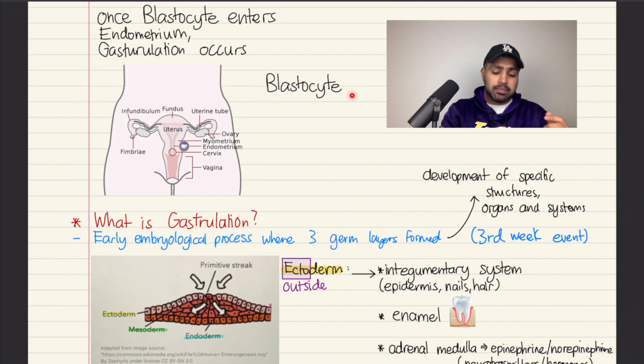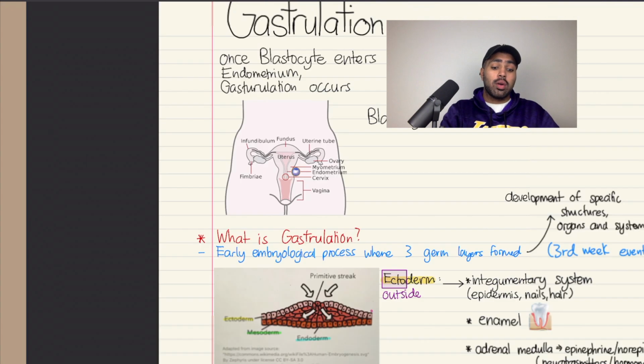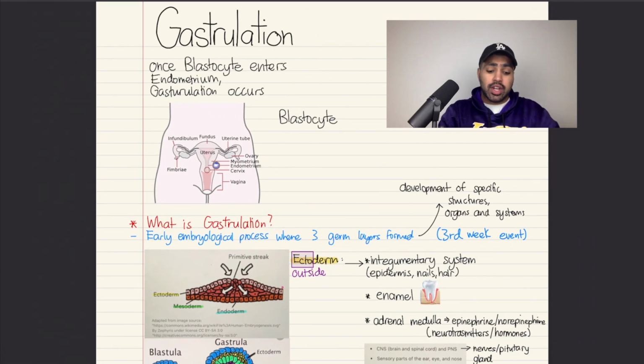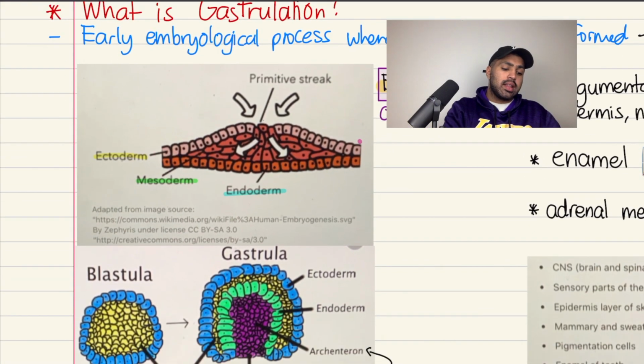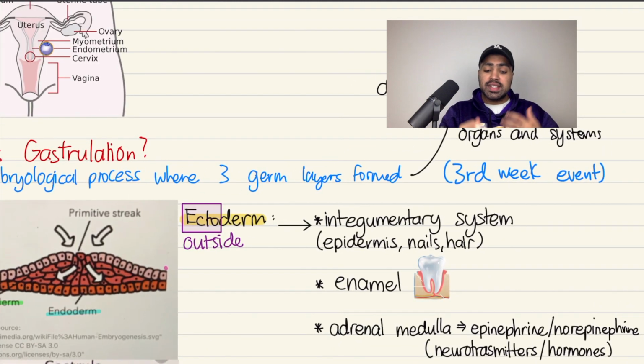So the blastocyst will essentially find the endometrium, is going to physically get into the endometrium inside the uterus, and there are going to be some development stages that are going to cause the formation of our three germ layers. And these three germ layers are the ectoderm, the mesoderm, and the endoderm. And these three layers are essentially responsible for the development of specific structures, organs, and systems.